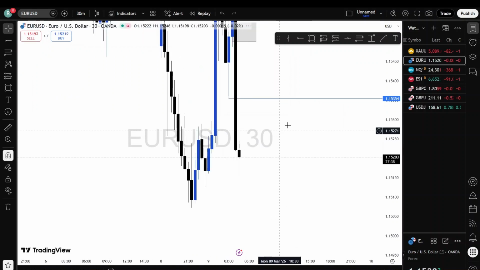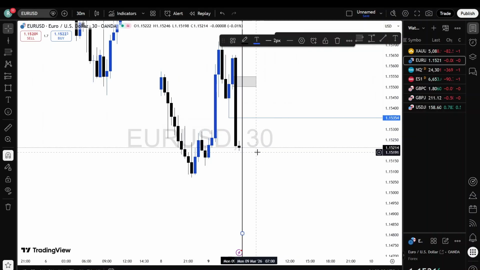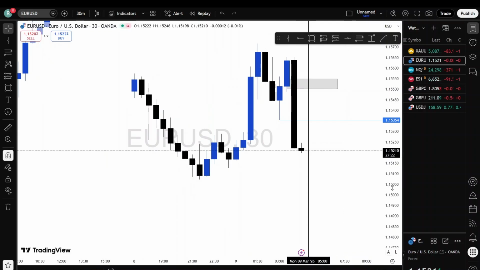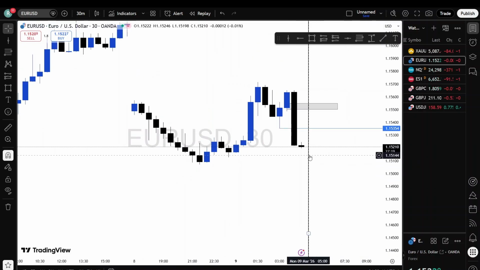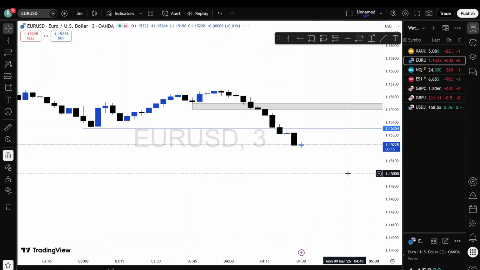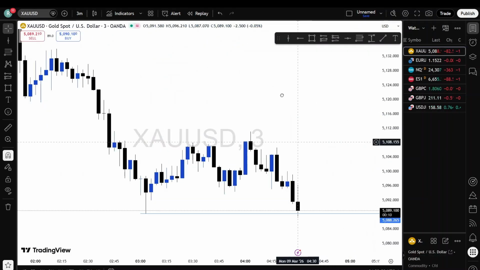Let me mark the closing of the session. That will be this one. We have half an hour to trade. Let's see what we get, if we get any trade or not.